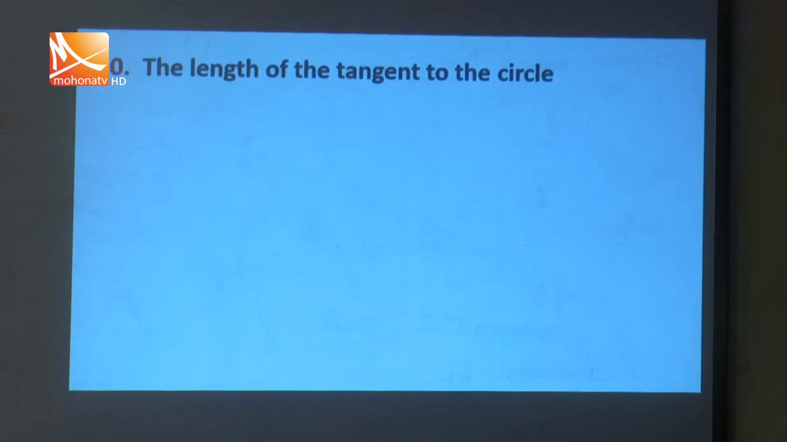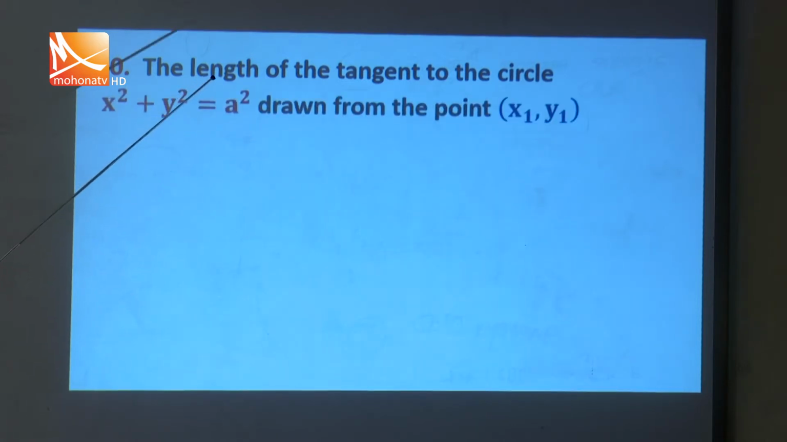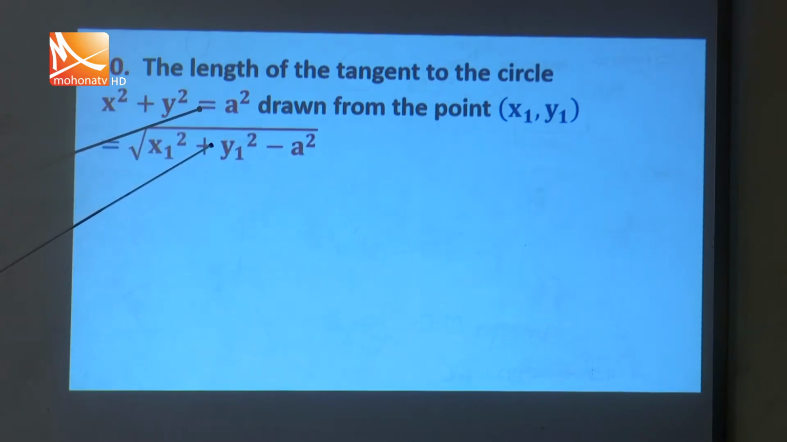Then you just see that the length of the tangent to the circle x square plus y square equals a square, drawn from the point (x1, y1), is equal to root of x1 square plus y1 square minus a square.